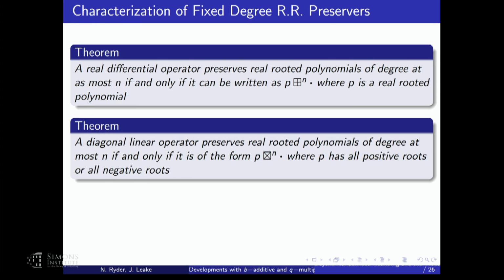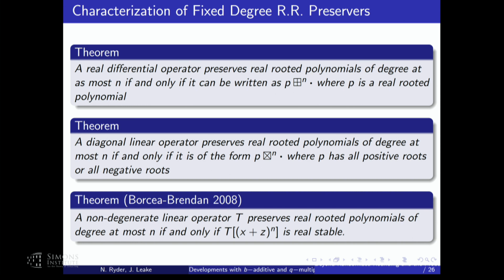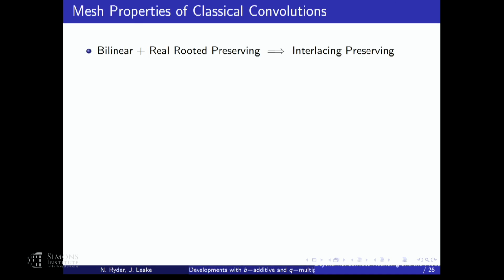And we get a similar result for the multiplicative convolution, this time with positive rooted polynomials. And yet again, Brändén in 2008 proved a result which covers all linear operators which preserve bounded degree real-rootedness. OK, so our path forward is to figure out if we can mimic these results. So I'm going to show you a really basic combination of properties that I'm going to leverage multiple times in this talk.